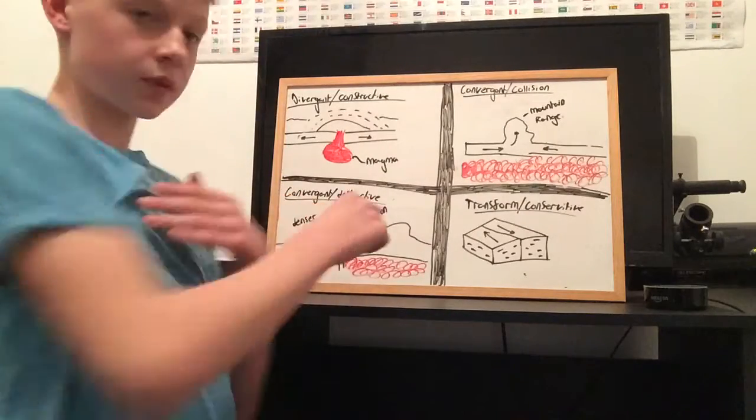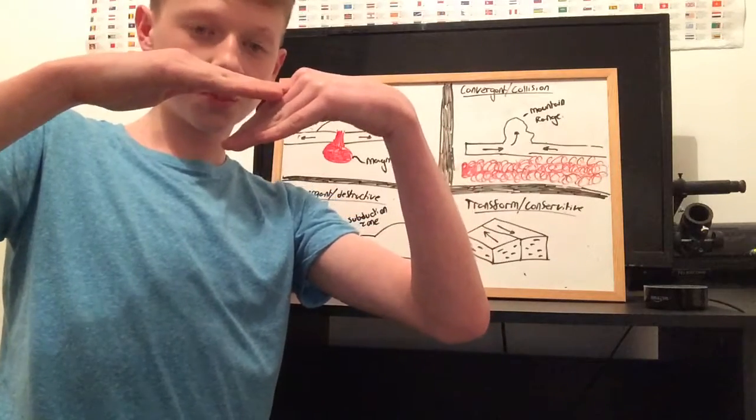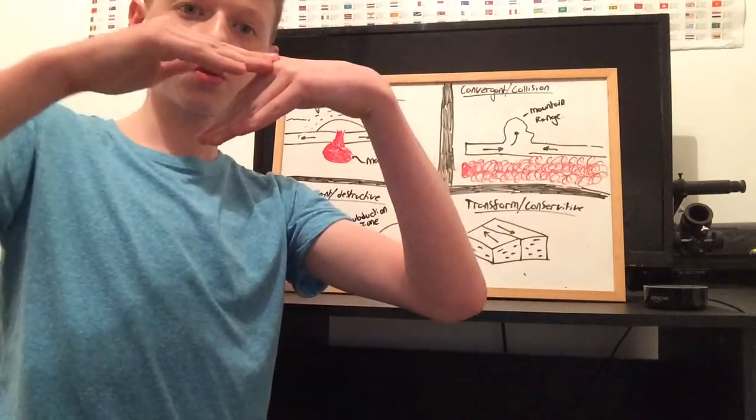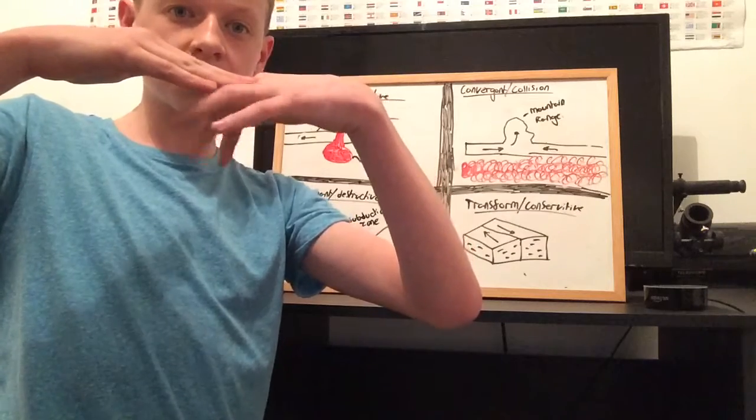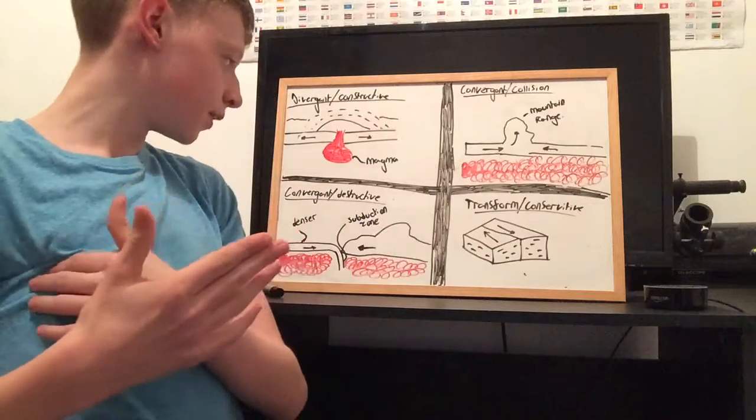So, the quick recap: oceanic goes under the continental because it's more dense. This is called the subduction zone. In the subduction zone, the oceanic crust starts to melt and it goes back to form oceanic crust.